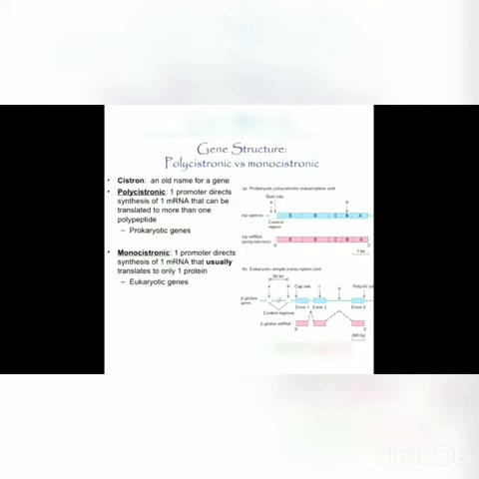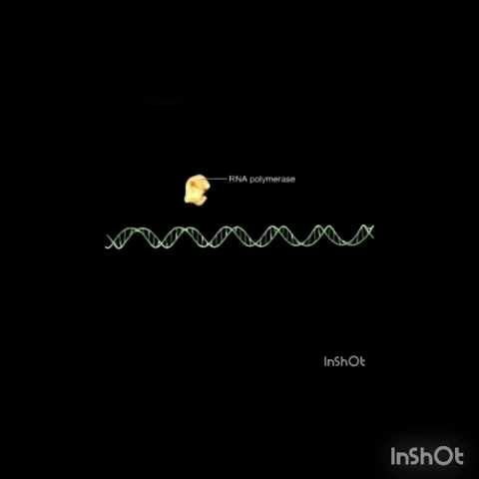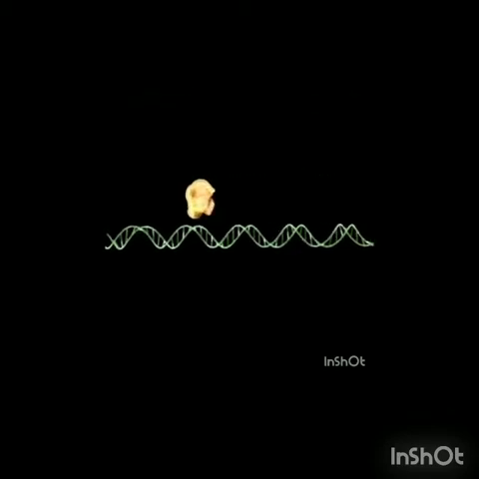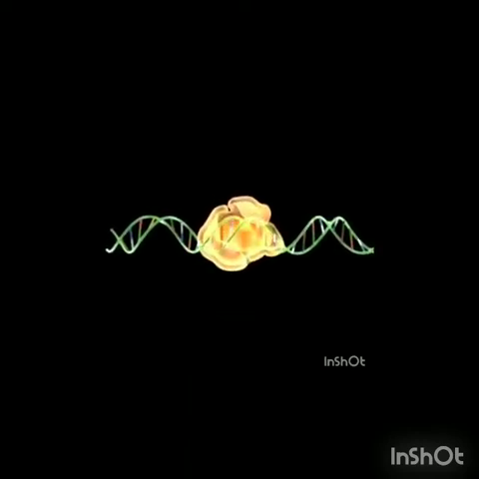Before starting the transcription, the RNA polymerase binds to the promoter, a recognition sequence in front of the gene. Bacterial RNA polymerase consists of two major components, the core enzyme and the sigma subunit.